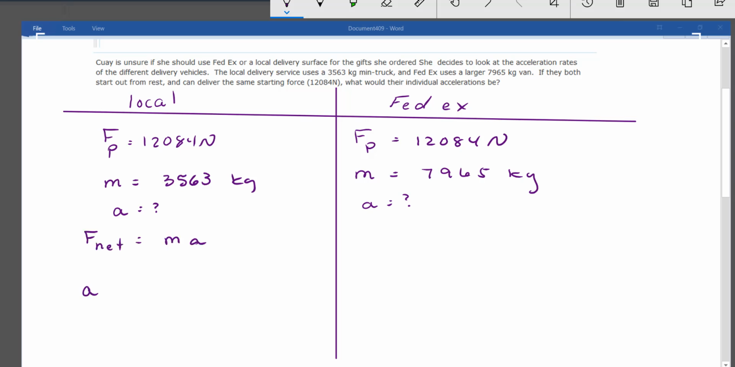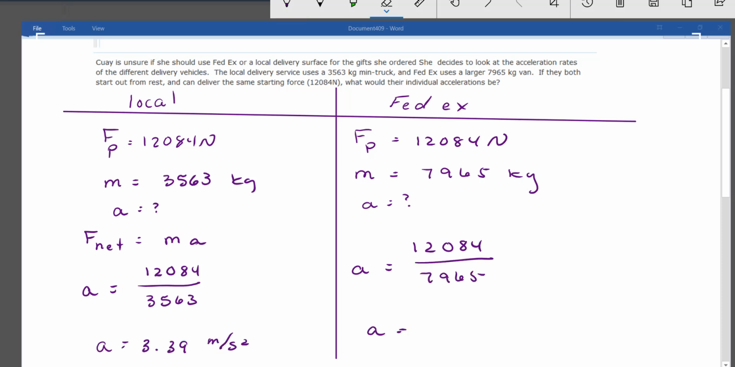I know my equation is F net equals ma, so the acceleration is the net force, 12084, divided by the mass for the local truck. And the acceleration for the FedEx is the same force, 12084, divided by the mass of the FedEx truck.